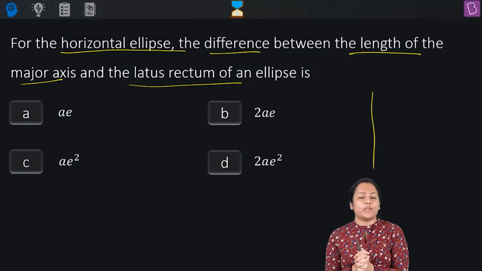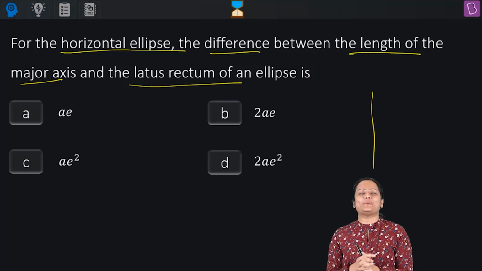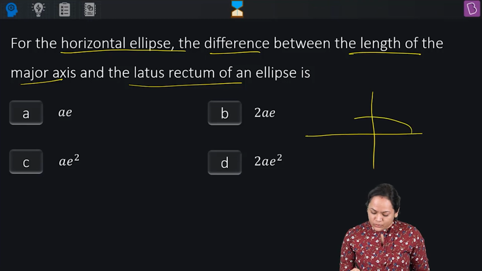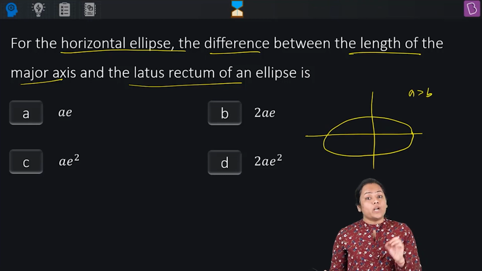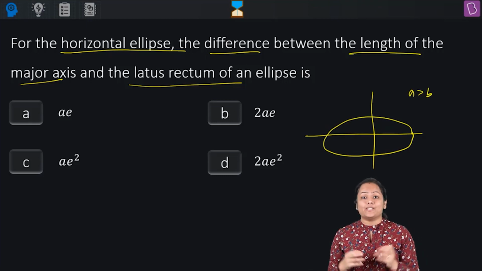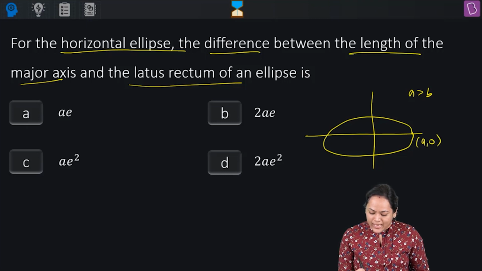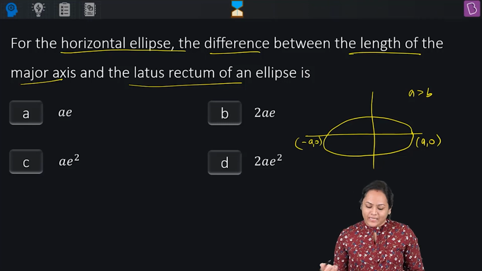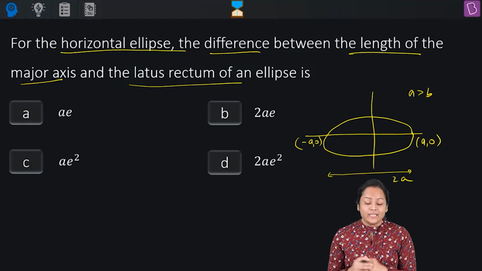I hope you remember the equation of standard ellipse. What is it? It's x square by a square plus y square by b square is equal to 1. Correct. So when I draw the standard ellipse here, we know that a is greater than b because they have given us the horizontal one. So what is the length of major axis, guys? Well, it is basically the distance between the two vertices, isn't it? And we know very well the vertices will be (a, 0) and (-a, 0), right? These will be the two vertices for this ellipse, and the length of major axis therefore will be equal to 2a.